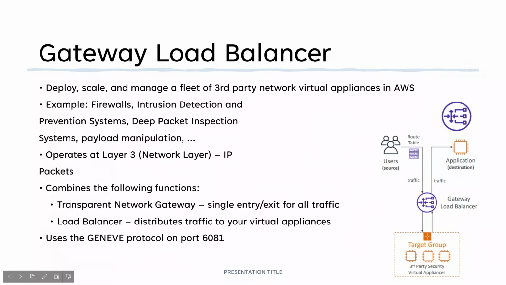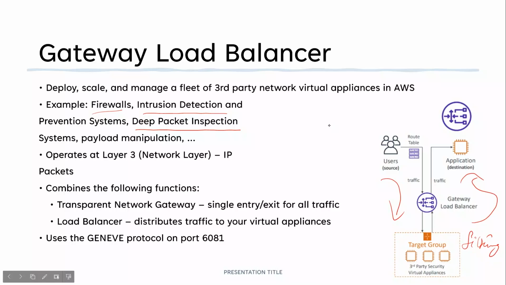Now what kind of appliance? It can be firewalls, it can be intrusion detection and deep packet inspection. So basically you filter the packets before it goes into your application. For example, here the users send the traffic, it comes into your gateway load balancer, filtering happens over here, or inspection, whatever you're going to say, and then it is sent back to your application over here.